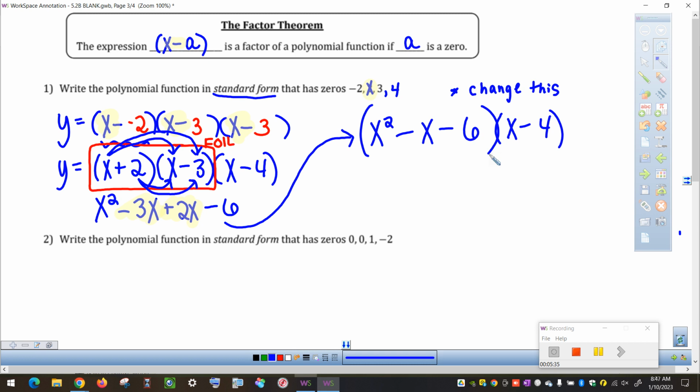Now this is a new one. We haven't yet done a trinomial times a binomial. We don't have a special acronym for it, like FOIL, but it's very simple to catch on to. What I want you to think about is we are going to do the distributive property. We're just going to do it 3 times.